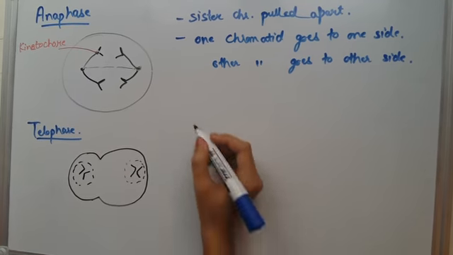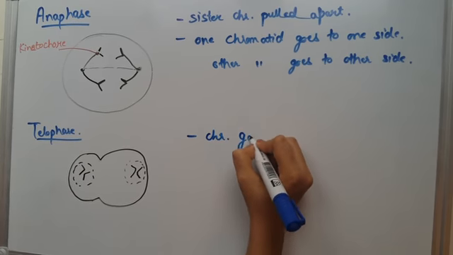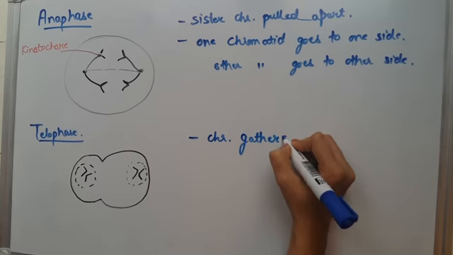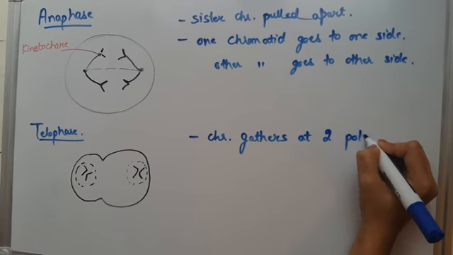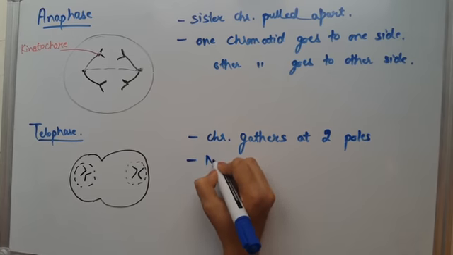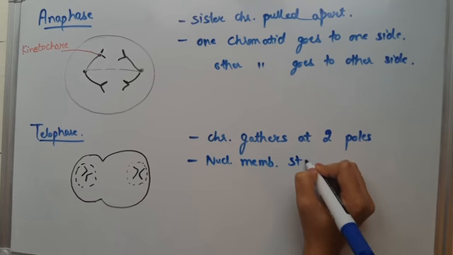So the general points here are chromosomes gather at two poles, and the nuclear membrane starts to appear.